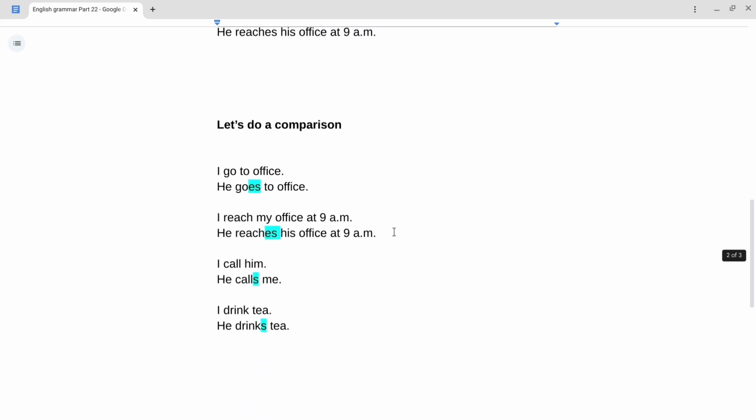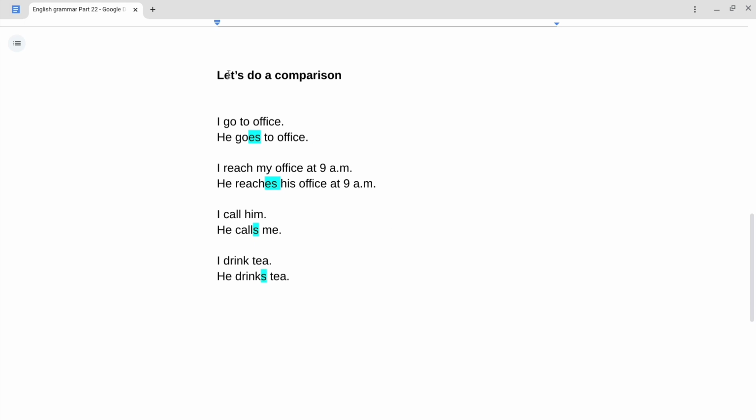Got it? Now let us do a comparison. Let us do a comparison of different subjects like I and he. So you can spot the difference here. I go to office. That's what I do every day. I go to office. That's my habit. We use go. He goes to office. That's his habit. That's what he does every day. I go. He goes. I reach my office at 9 a.m. He reaches his office at 9 a.m.